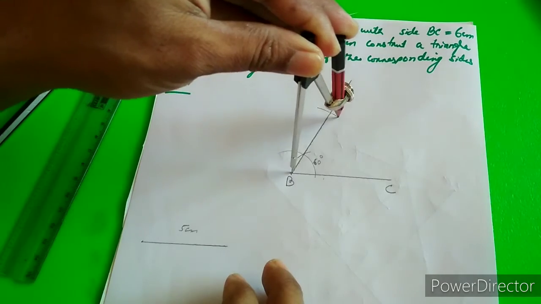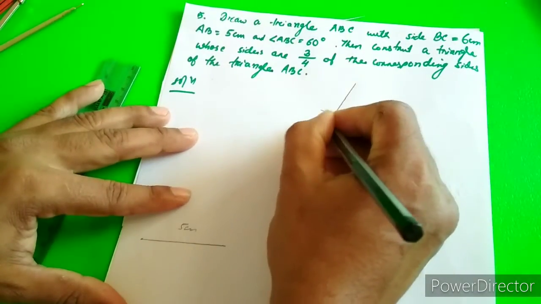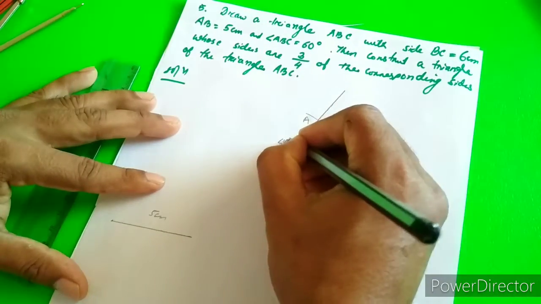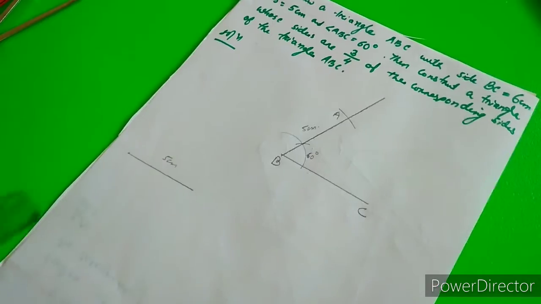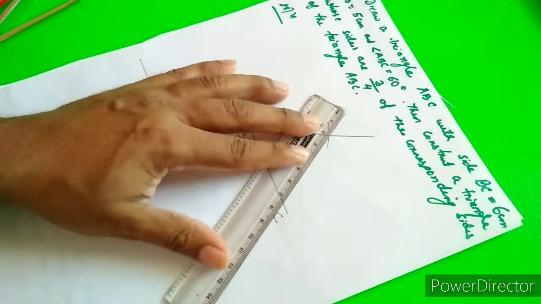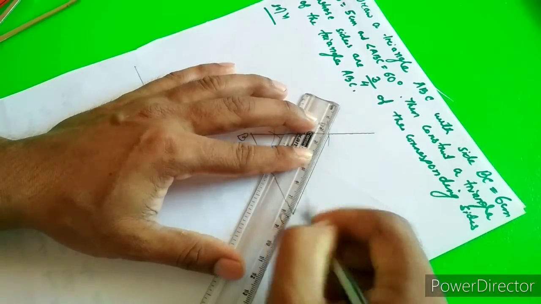And draw an arc like this. This is A point. And this is 5 cm. Clear? We will draw join A with C. Very simple part. Clear?